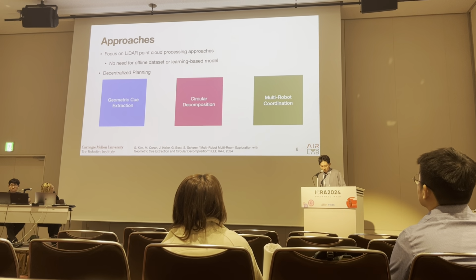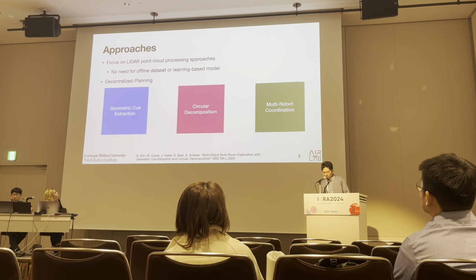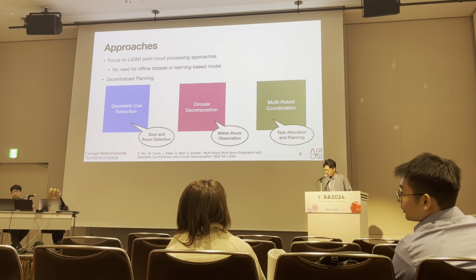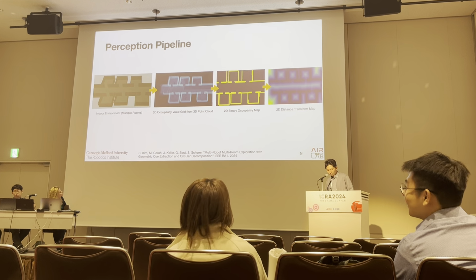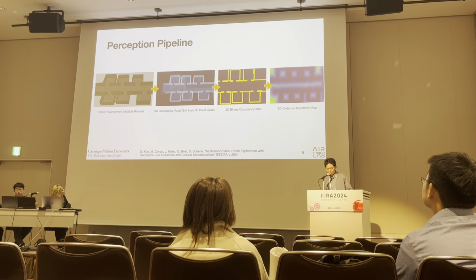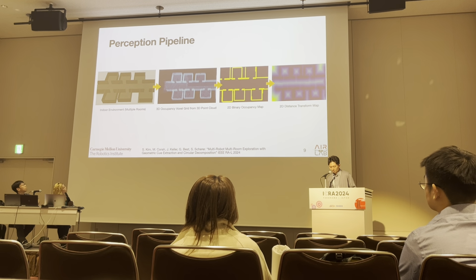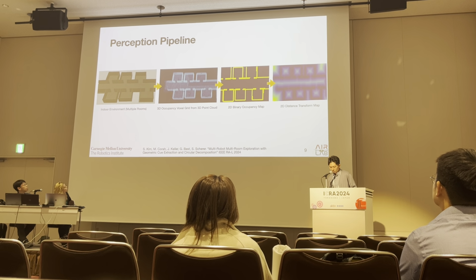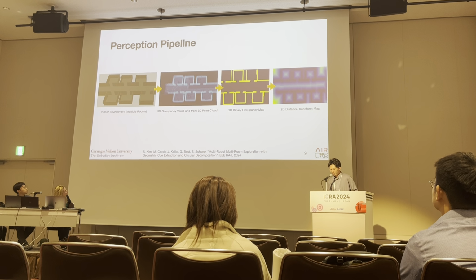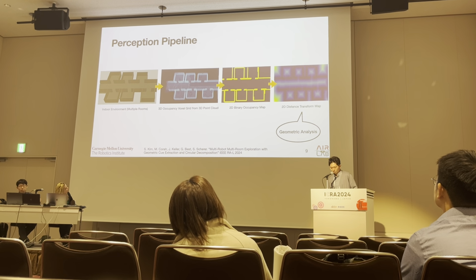This pipeline is composed of three components: geometry key extraction, circular decomposition, and multi-robot coordination, which respectively address door and room detection, within-room observation, and task allocation and planning. As for the first part, the perception pipeline, in an indoor environment composed of multiple rooms, the aerial robots generate a 3D occupancy voxel grid from 3D point clouds, and then generate a 2D binary occupancy map, which is converted to a 2D distance transform map. We use this 2D distance transform map to perform geometry analysis.